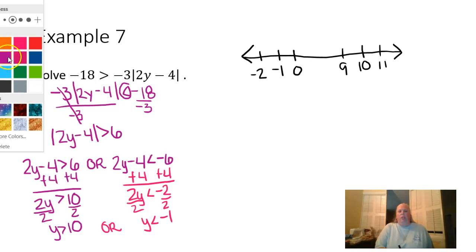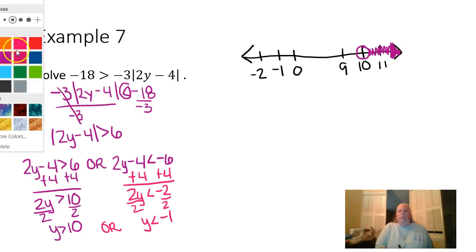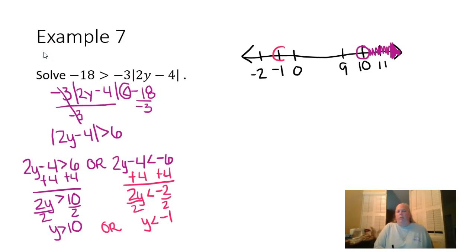Let's look at the two pictures. For y to be greater than positive 5, we're going to want an open circle around the 5 because it's just greater than, and everything to the right is going to be shaded. For our second inequality, y is less than negative 1, again, we're going to want an open circle around here because it's just less than, and everything's going to be shaded to the left.